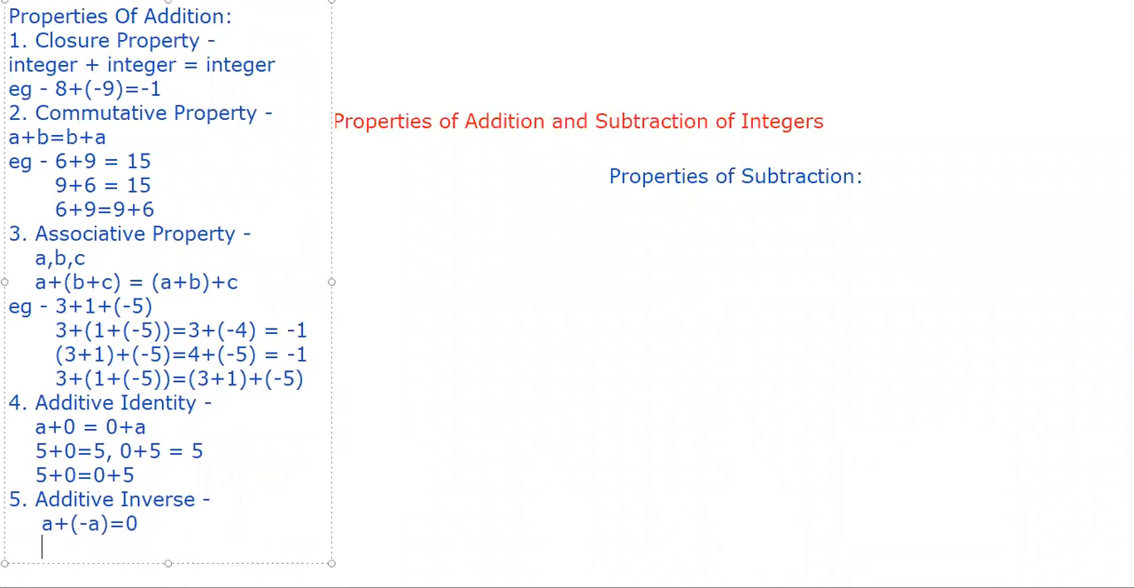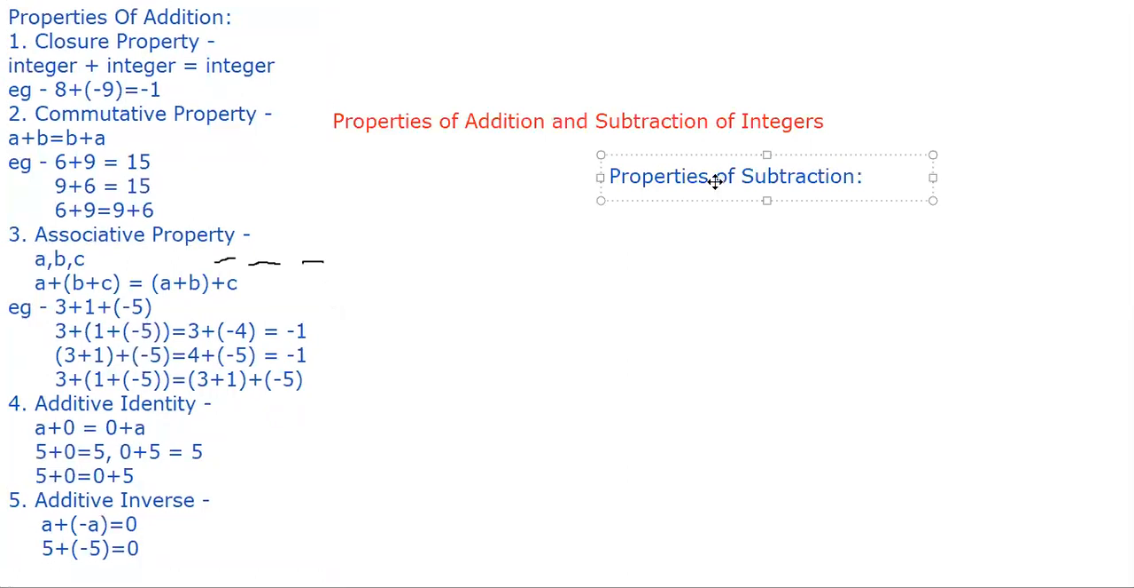So I take 5 plus its negative. 5's negative is nothing but minus 5. So this thing is equal to 5 plus minus 5, which is nothing but 5 minus 5, because the plus and minus becomes a minus. So 5 plus minus 5 is equal to 0. So I hope you have understood what I mean by the properties of addition of integers.